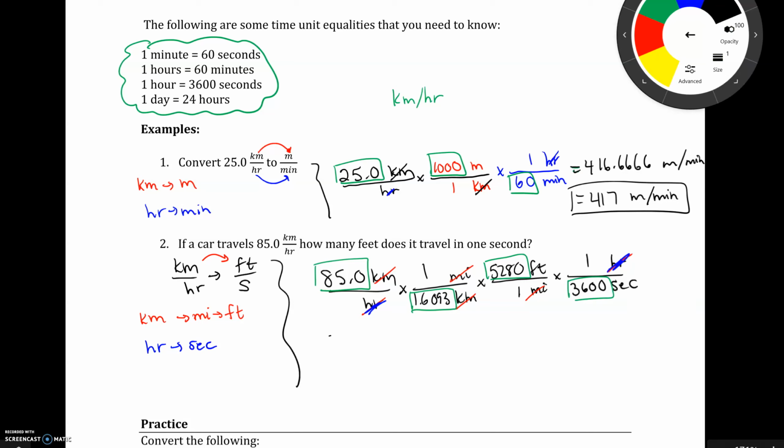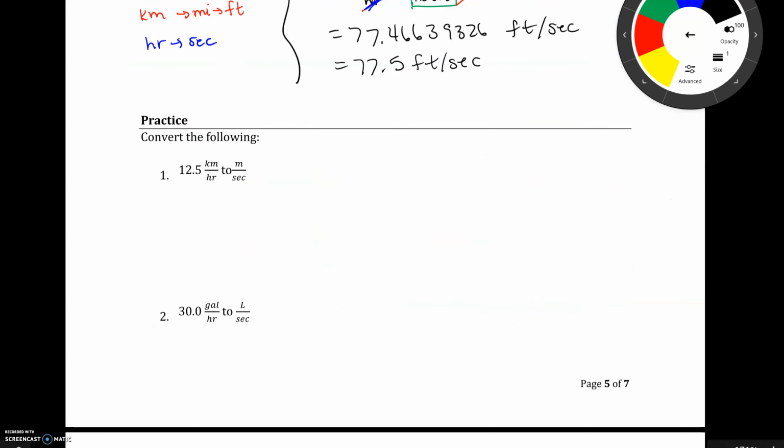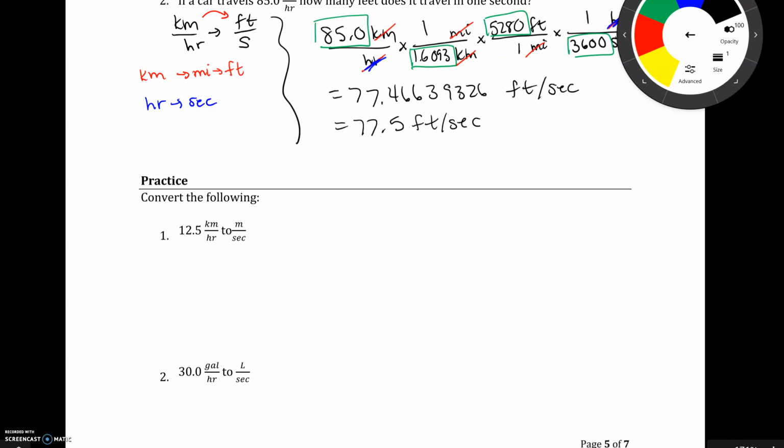We press equals and we get an answer of 77.46639326. And our units would be feet per second, or 77.5 feet per second. Okay, and we can start seeing in these more complicated conversions how using a conversion factor method, which may have seemed unnecessary when we started with metric conversions, really helps us and gives us one system to use for all of these different conversions. Okay, so next step is for you to try this out on your own.